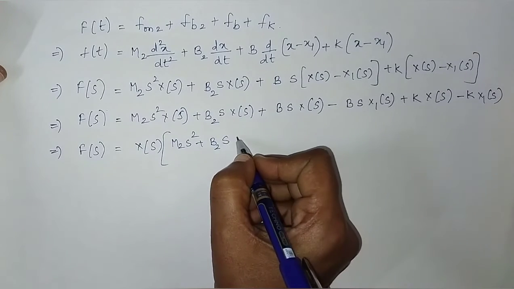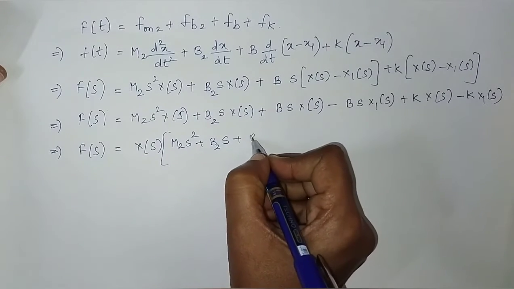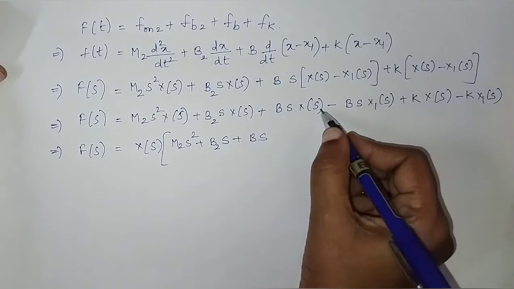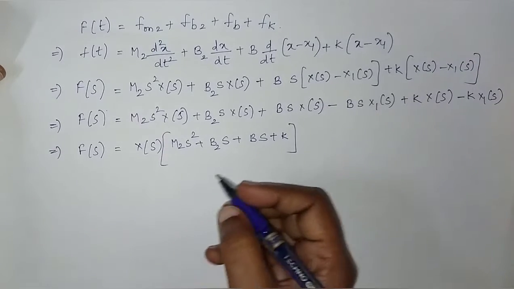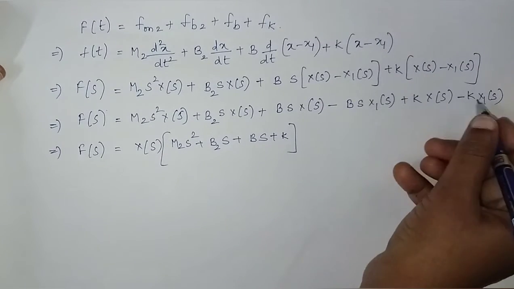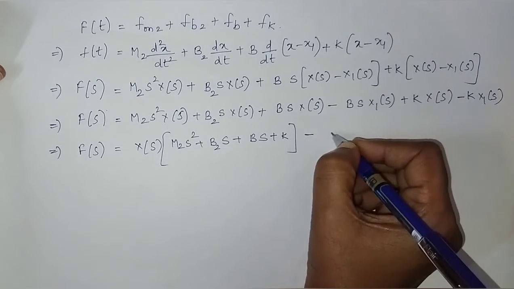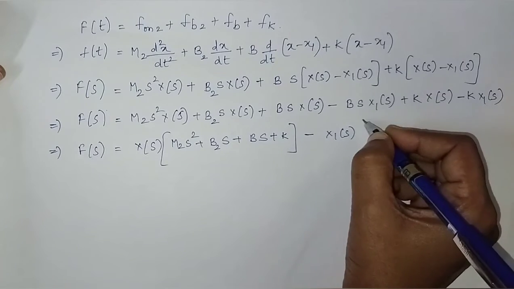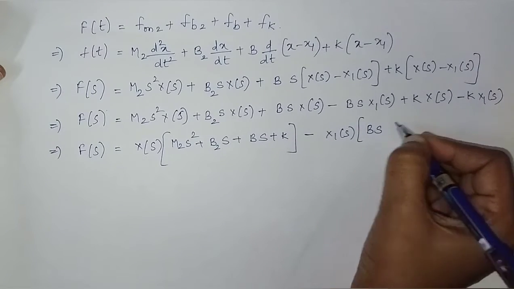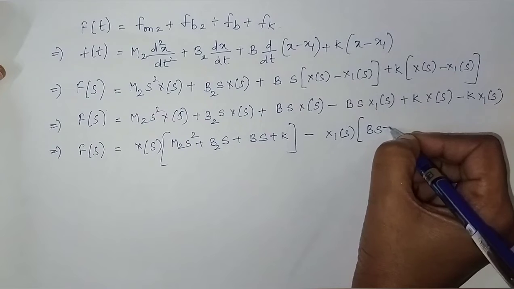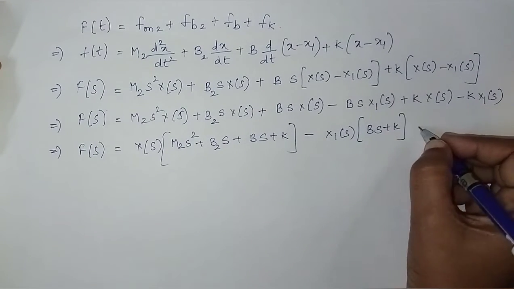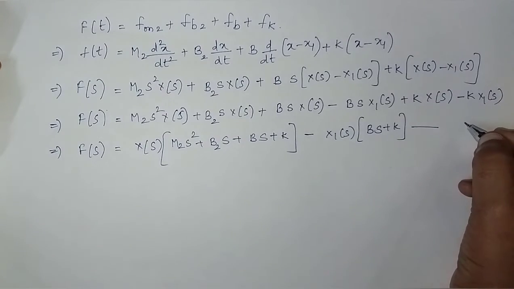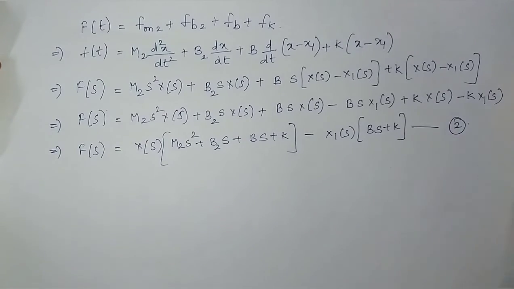Now F of s is equal to, taking x of s common, we have m2 s square plus b2 s plus b s plus k. Now taking x1 of s common, that is x1 of s into bs plus k. Okay, now this is equation 2 here.